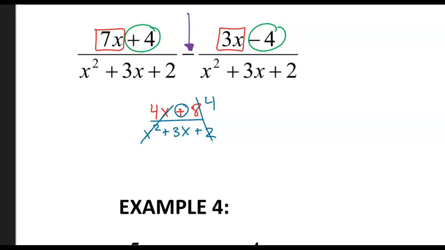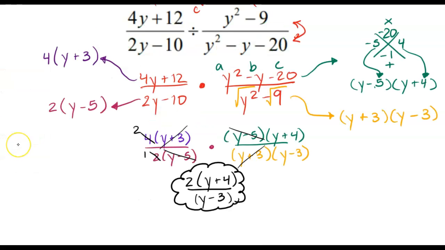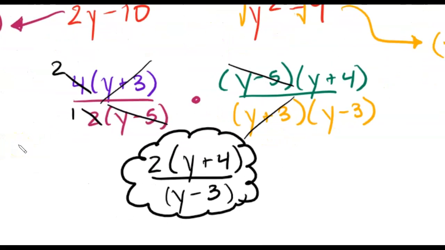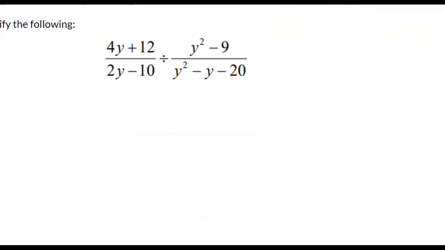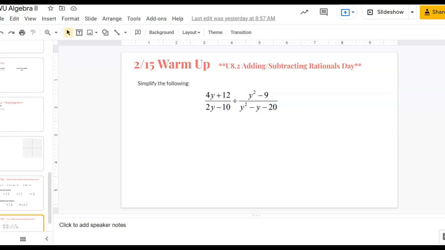Because you have addition between your terms. We can only cancel when what? On our warm-up, why could we cancel here? What's between all of these? Multiplication. When there's multiplication between your terms, that's when you can cancel.